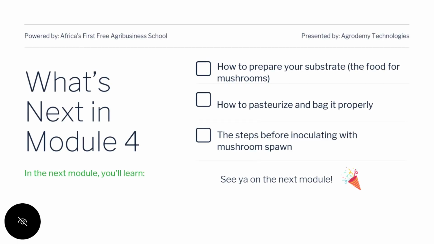We have come to the end of this particular module. And in the next module, we'll be talking about how to prepare the substrate, which is that thing that is then put inside the bag for the mushroom. We'll also learn how to bag it properly before we start talking about inoculating and having your mushroom grow. So I'll see you in the next module.